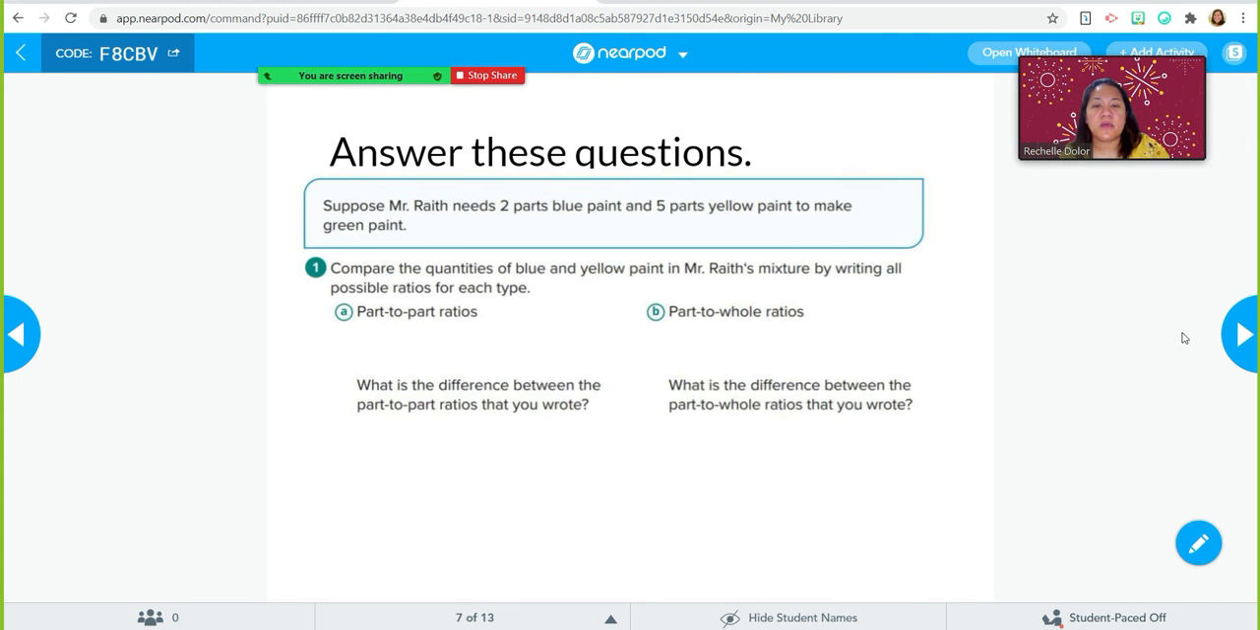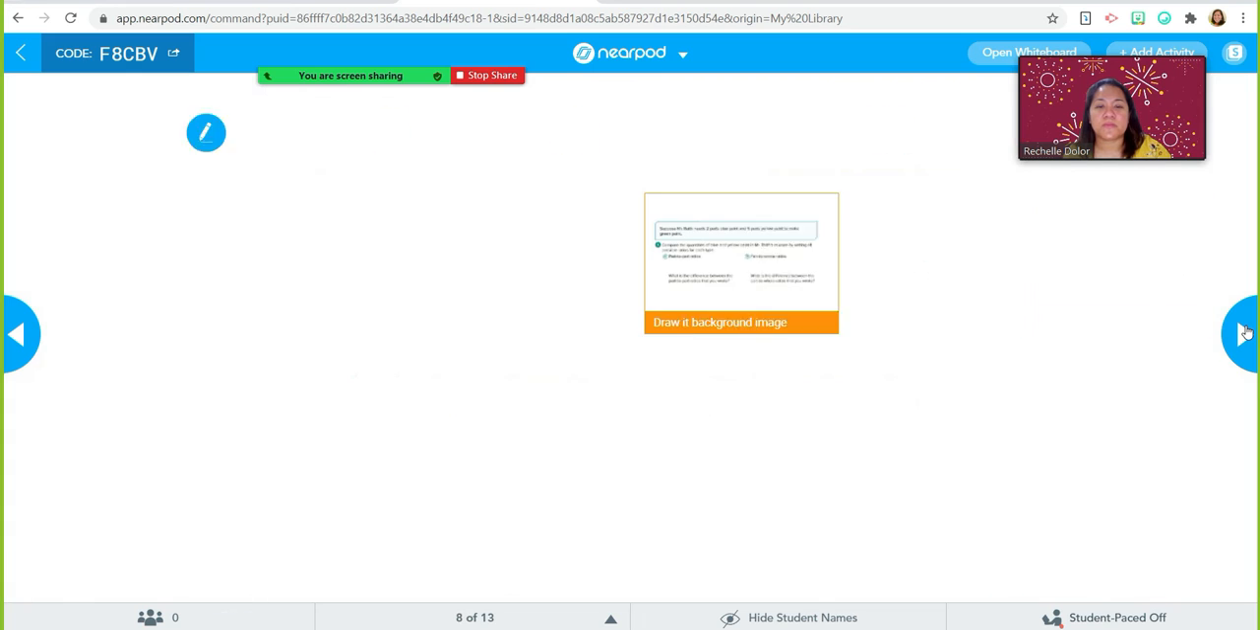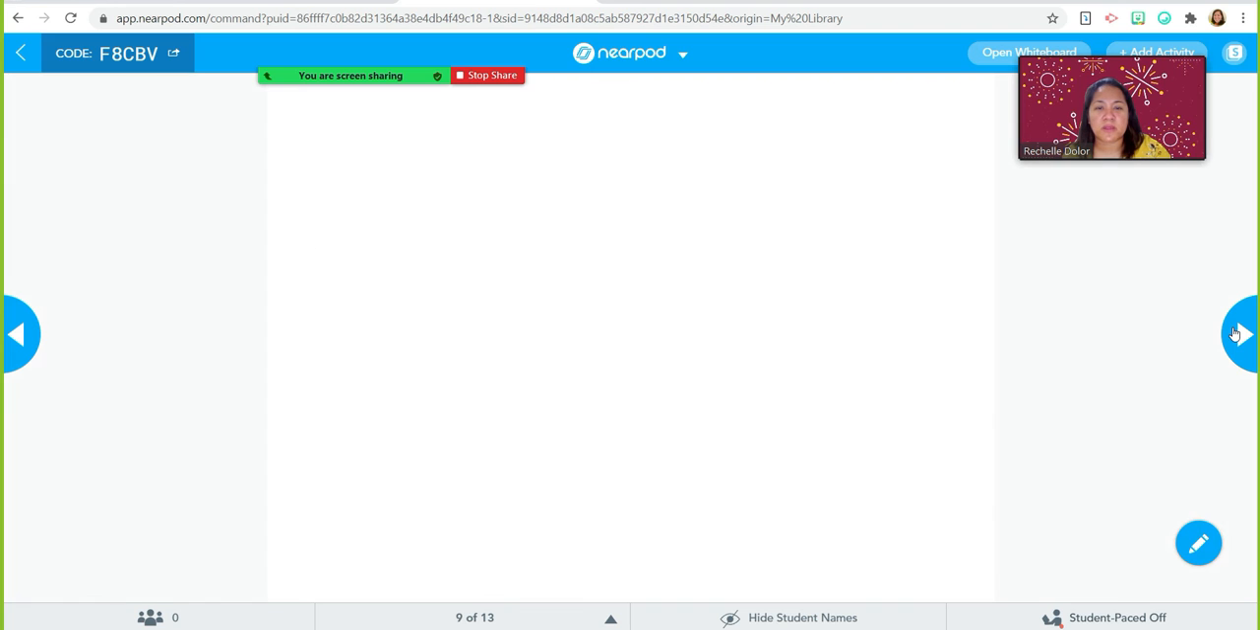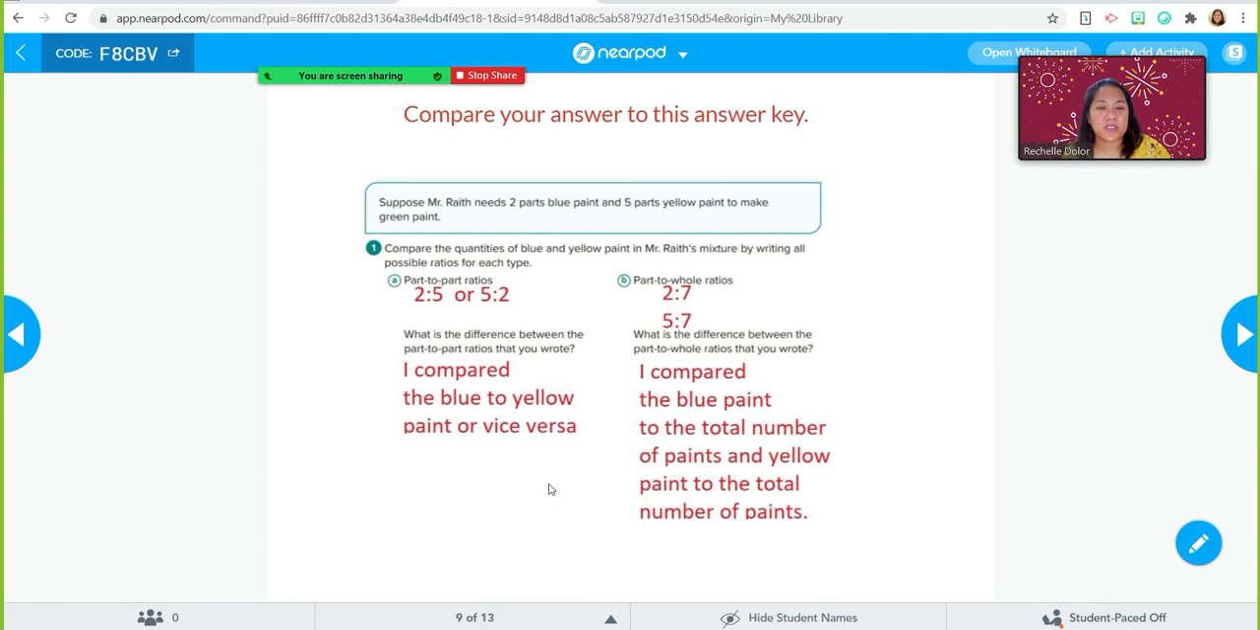Then try to answer this on your own. Based on this, how are you going to write part-to-part and part-to-whole? So write down here, and also in your math book. Okay, the answer will be 2 to 5, or 5 to 2, or 2 to 7, 5 to 7. So we compared blue to yellow and vice versa, and compared blue to the total number of paint and also yellow to the total number of paint. So this is the answer key.